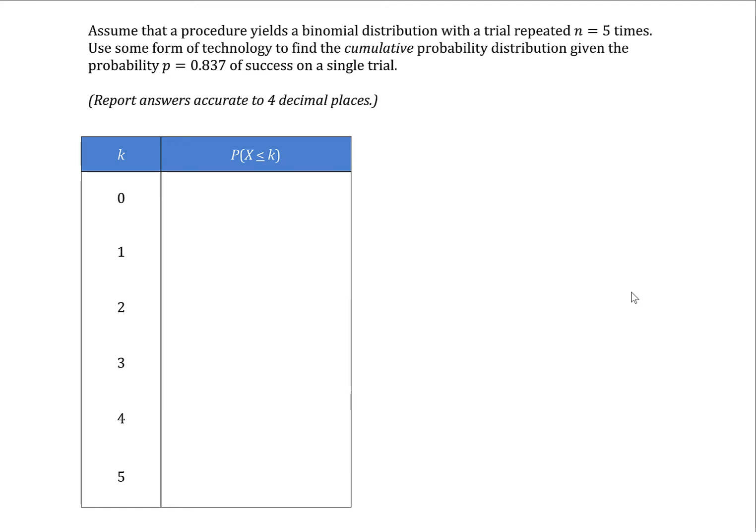Assume that a procedure yields a binomial distribution with the trial repeated n equals 5 times. Use some form of technology to find the cumulative probability distribution given the probability p equals 0.837 of success on a single trial. So a cumulative distribution. So this one, we're looking for CDF probabilities, cumulative distribution function. That's what that stands for.